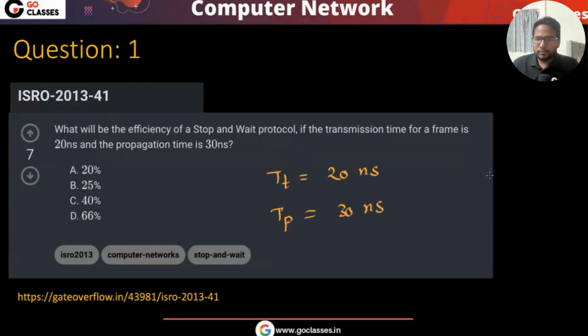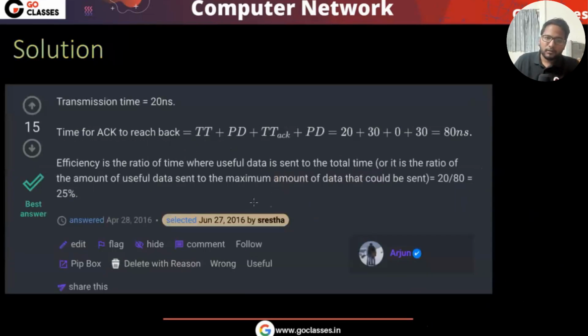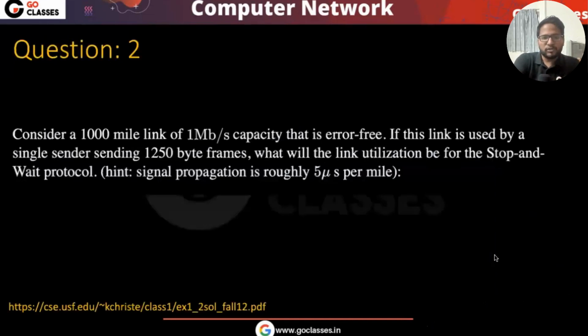Efficiency is TT upon TT plus 2TP, which will come out to be 20 upon 20 plus 2 into 30, which is 60, which is 20 upon 80. Now, in terms of percentage, it is 25%, right? So that's why B is the correct answer. Okay. So here, 25% is the correct answer. Understood? Now let's just solve more questions and you will get a better feeling about this particular topic, which is stop and wait, right? Okay.